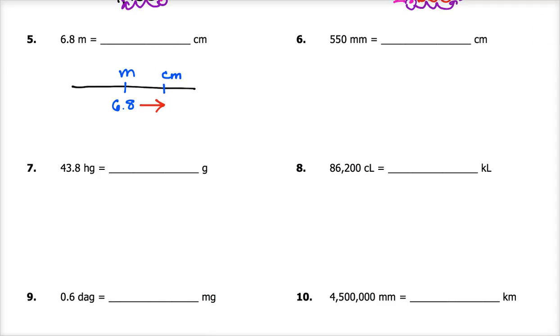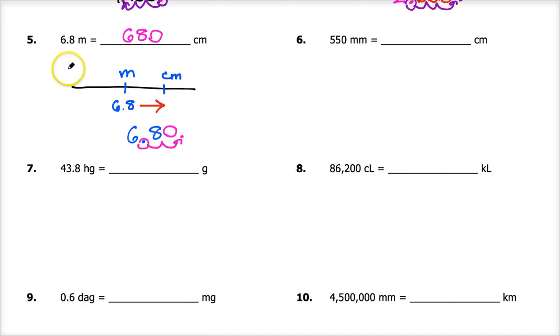So we're going to take 6.8, move our decimal point 2 places to the right. One place would give us 68, a second place would give us 680. There are 680 centimeters in 6.8 meters.